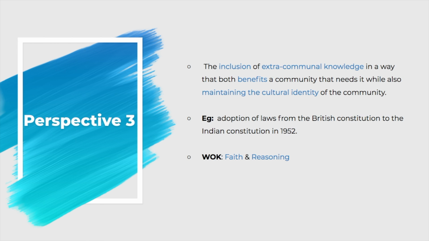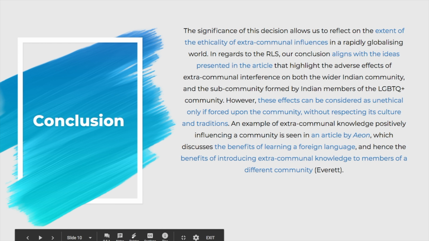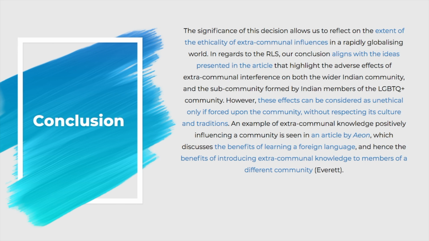The predominant way of knowing used here is faith. The security and confidence we gain from faith can be fundamental to our sense of self. Hence, the knowledge a community chooses to adopt should not affect the faith that members have in pre-existing community systems, such as traditions that form the culture of the community. Reasoning is another way of knowing that can be used for this perspective. The significance of this decision allows us to reflect on the extent of the ethicality of extra-communal influences in a rapid globalizing world.